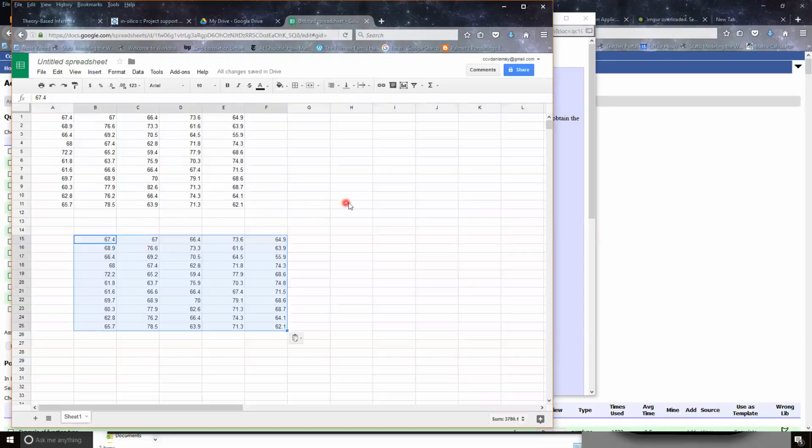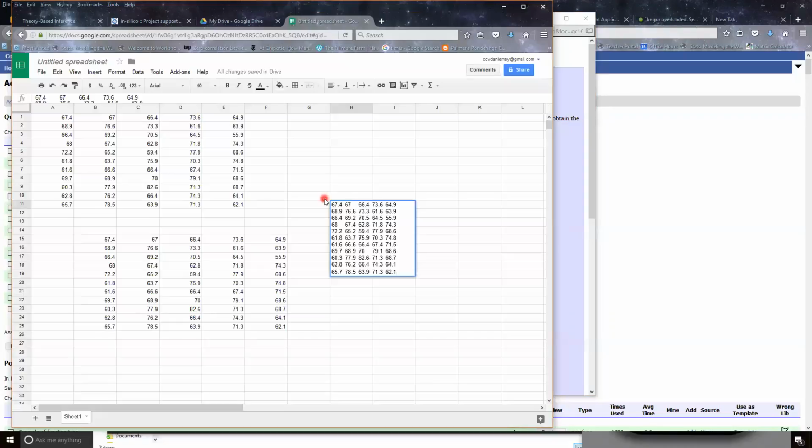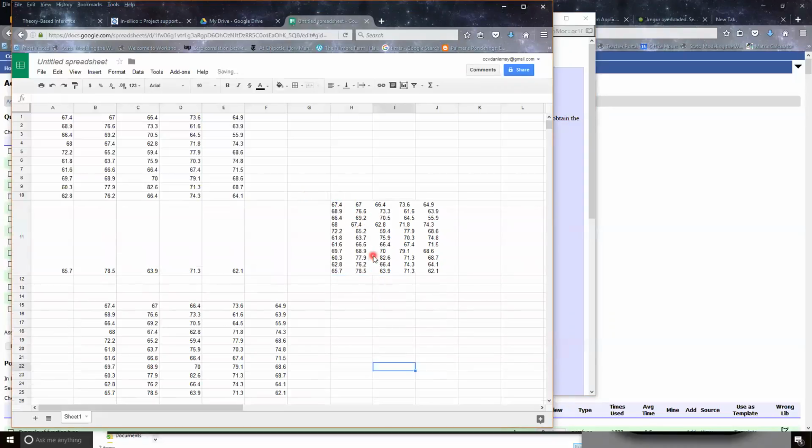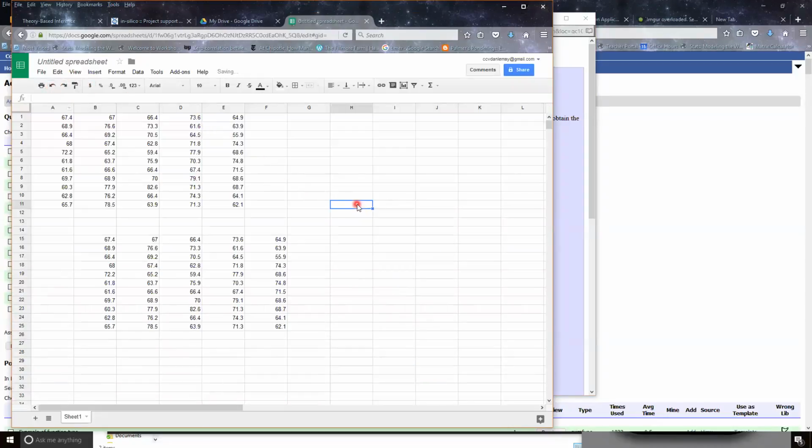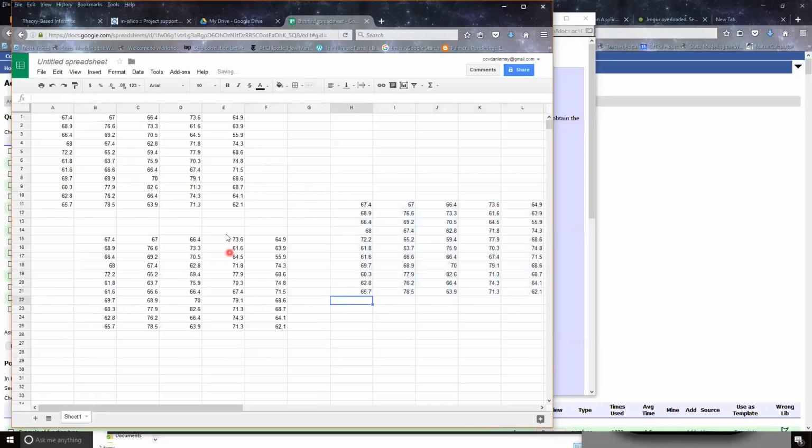I think some people I've seen have a hard time: if you double click like you're going to edit it, it pastes it all into one cell, and we don't want that. So I didn't. All I did was click once on the cell I want to paste it in, and then Control V, or Command V if you're on a Mac, and that did a nice job of it.